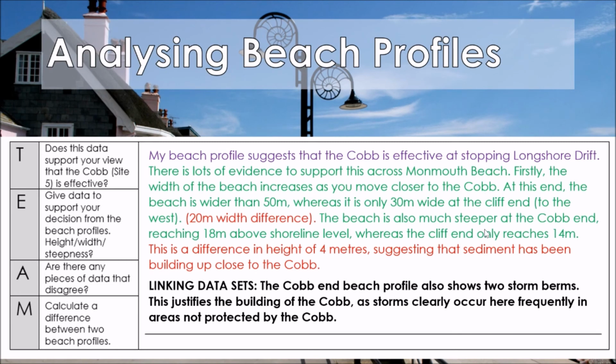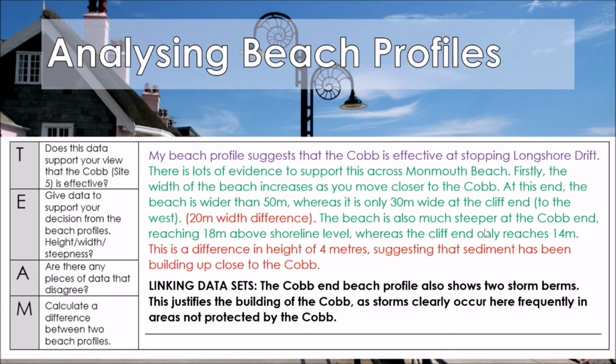Now, what you need to do, as I mentioned at the start of the video, is you need to be able to link two data sets. So this is where the Cobb is really important. It's almost like your portal into talking about your environmental quality surveys. So the beach profiles have proven that the Cobb is working. It's stopping longshore drift from taking that sediment. It's also stopping those big storm waves, which are clearly impacting Monmouth Beach, from doing the same thing in shaping the rest of Lyme Bay, where we want those beaches to be quite safe and remain quite stationary for the purposes of tourism and protection of the town.